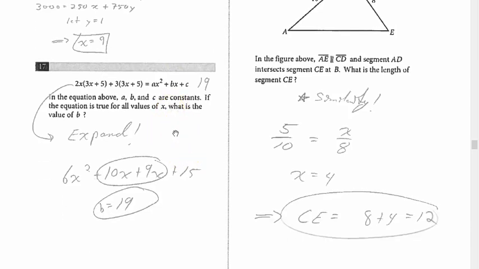Here, for 17, we have in the equation above, a, b, and c are constants. If the equation is true for all values of x, what is the value of b? The first thing I did was expand. So I had 6x squared plus 10x plus 9x plus 15. Combining our like terms, I see b is just that middle term. From combining these, I find that b is 19.